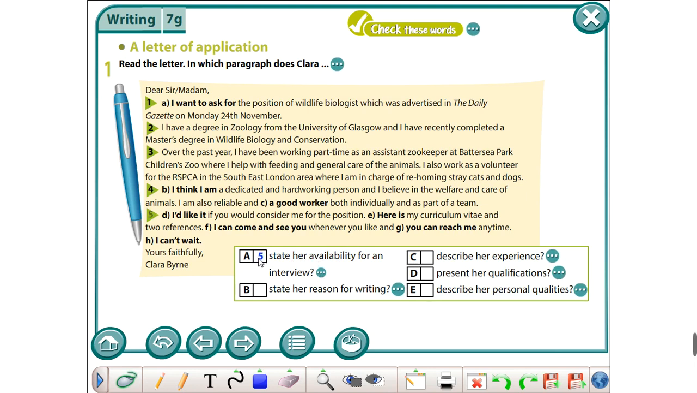In paragraph number 5, it says here, you can reach me anytime. Okay? I can see you whenever you like.